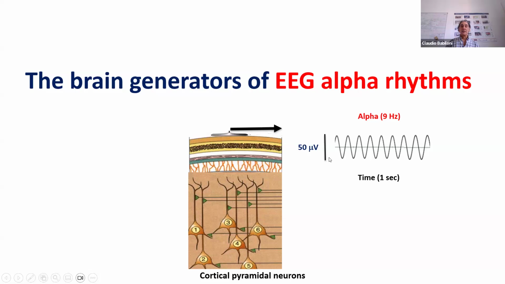So please keep in mind the temporal synchronization of neural transmission to cortical pyramidal neurons, the synchronization in time, and the spatial summation of the ionic currents and postsynaptic potentials at the level of these dendrites as a main generator of EEG activity recorded from the scalp.